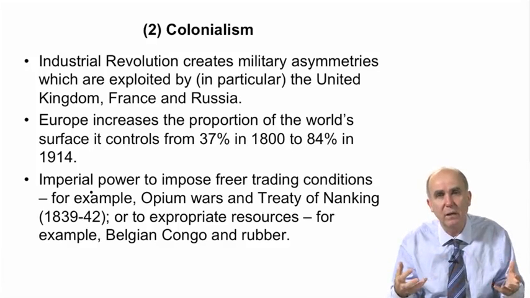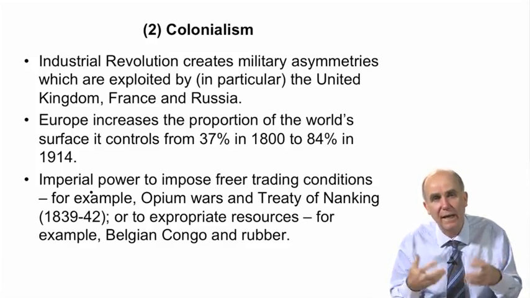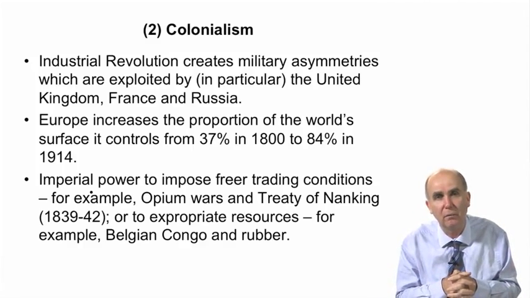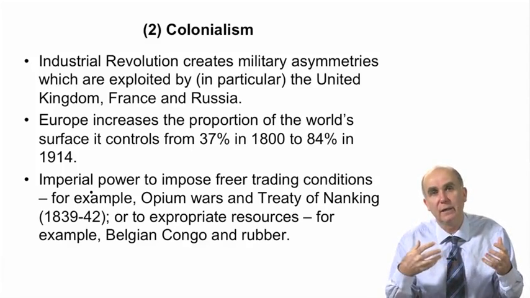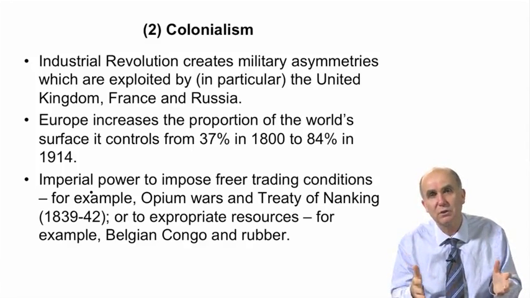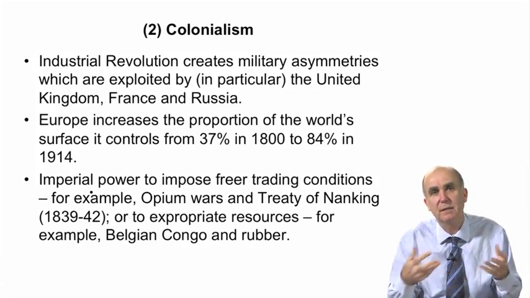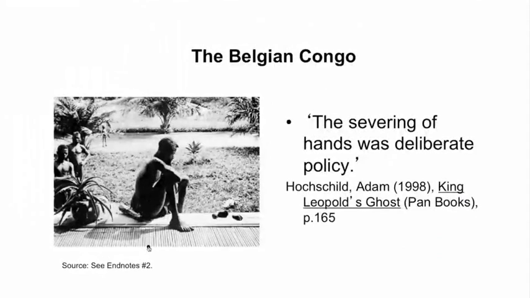The model Leopold develops is one of basically using military force to enslave the local population to produce ivory and then rubber to be exported to Europe. And this is an exercise that basically involves expropriation of resources from this part of the world without payment back to Belgium and Europe, and basically imposes huge human cost on that area of the world. So a fantastic book about this episode is Adam Hochschild's book, King Leopold's Ghosts.